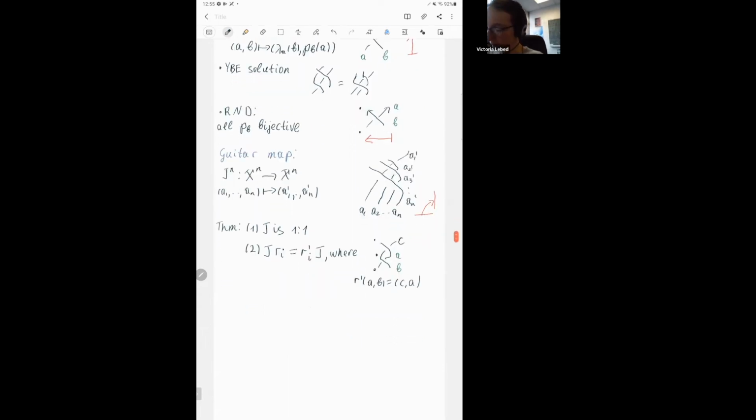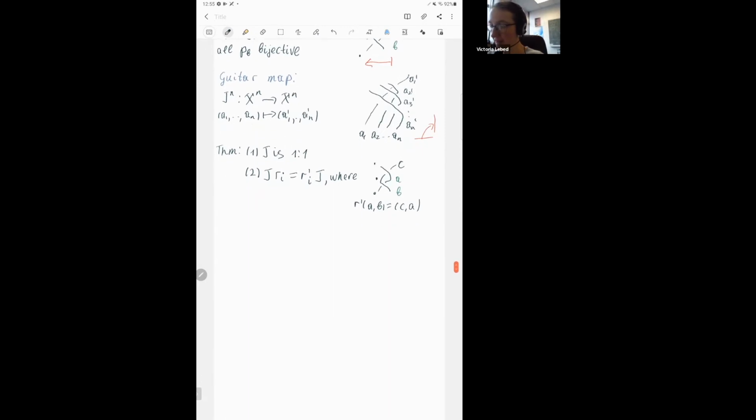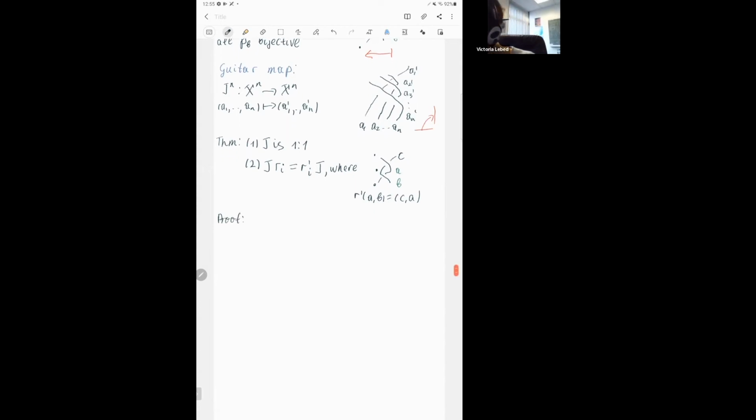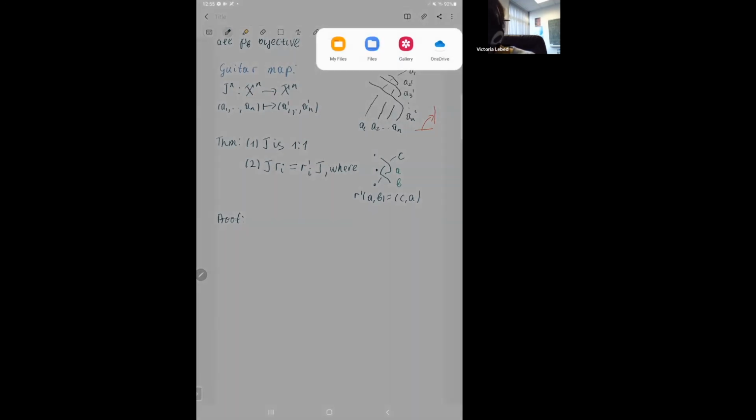So this property can be proved in a very, very simple pictorial way. I will try to show it. It will be here.